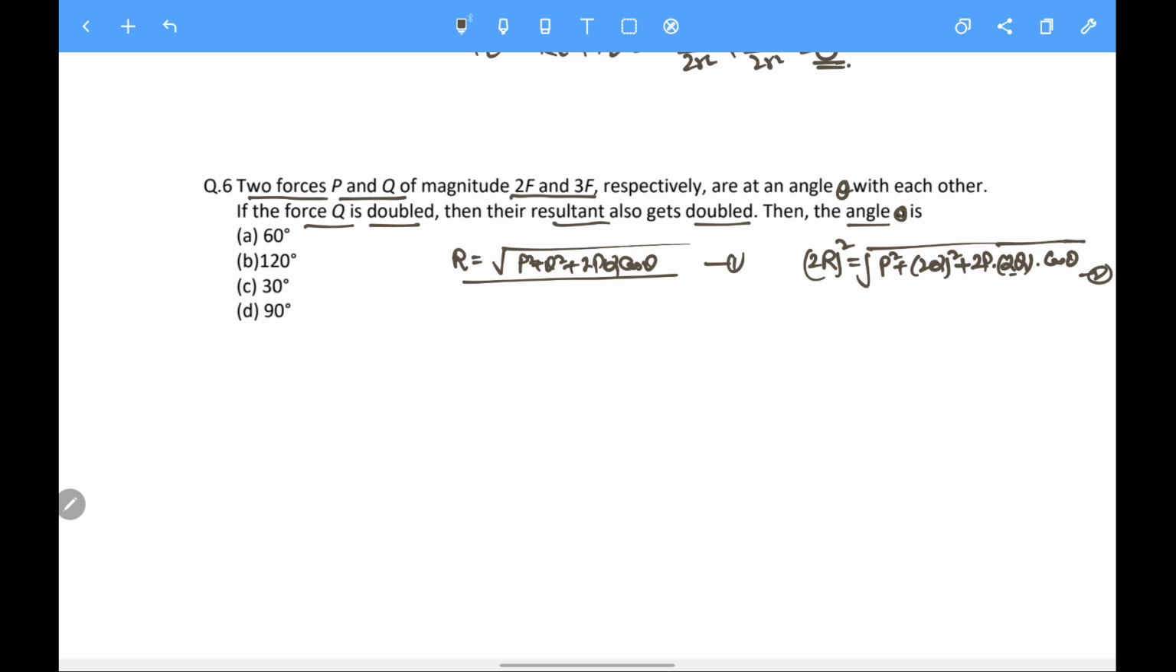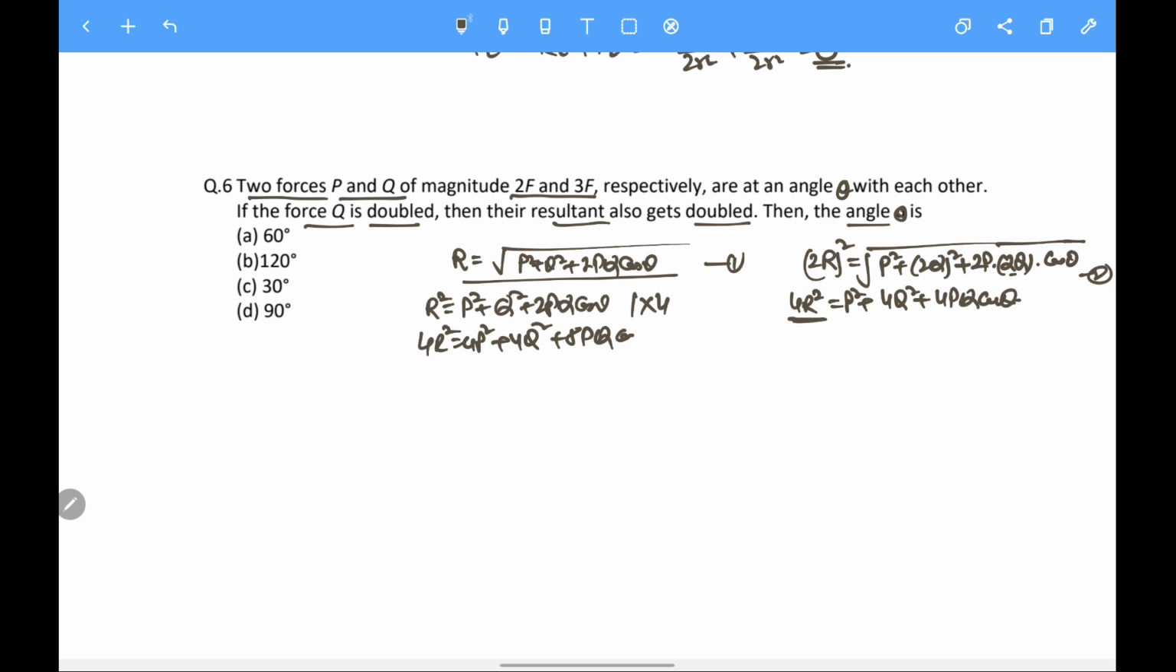To simplify our problem, we square both sides. So it will be written as R square equal to P square plus Q square plus 2PQ cos theta, and the other equation will become 4R square equal to P square plus 4Q square plus 4PQ cos theta. We have to equate these two equations, so we multiply the first equation with 4 and then equate. On multiplying with 4, it will be 4R square equal to 4P square plus 4Q square plus 8PQ cos theta. Now we equate these two equations because left hand side equals left hand side, so right hand side should also equal the right hand side.